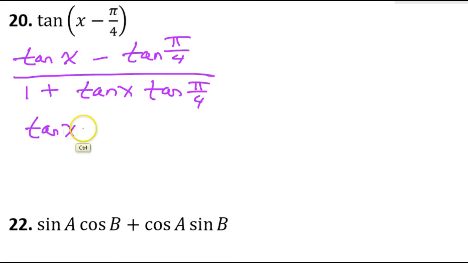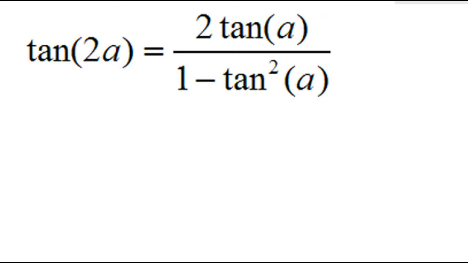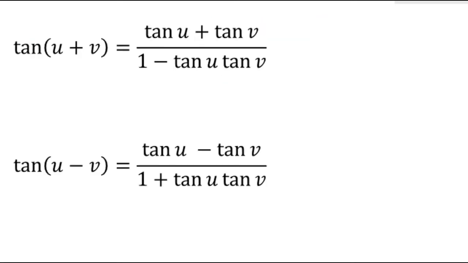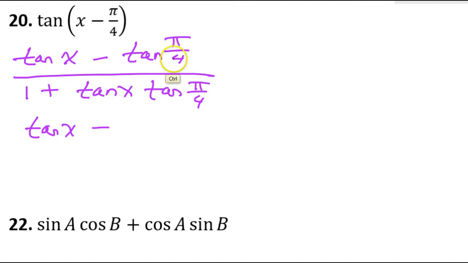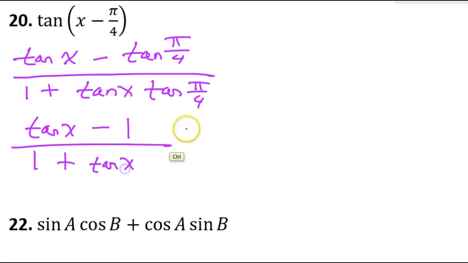So this is going to be tangent of x minus, and we have memorized that the tangent of pi over 4 is 1. So this is just going to be 1. And now we'll have 1 plus tangent of x. Tangent of x times 1 is just tangent of x. So I'm just going to have this. So that is going to be the final answer.